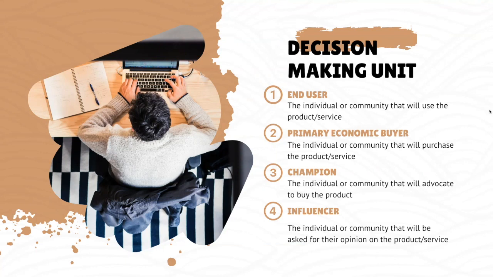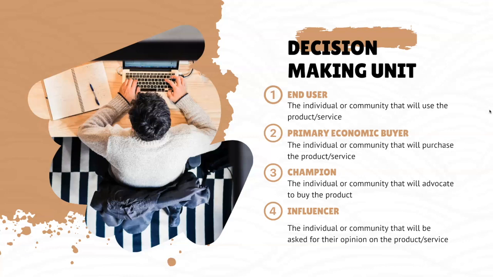Thirdly, we have the champion. This is the individual or community that will advocate to buy the product. And lastly, we have the influencer, which is an external person who also advocates to buy the product. And oftentimes, the champion will go to the influencer to get their opinion on the product.